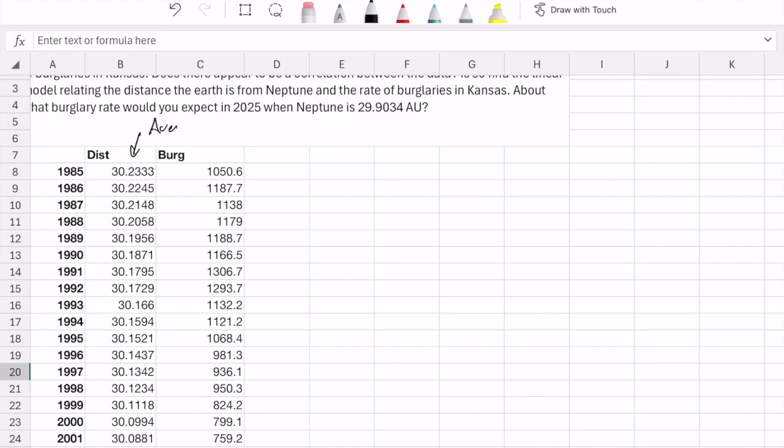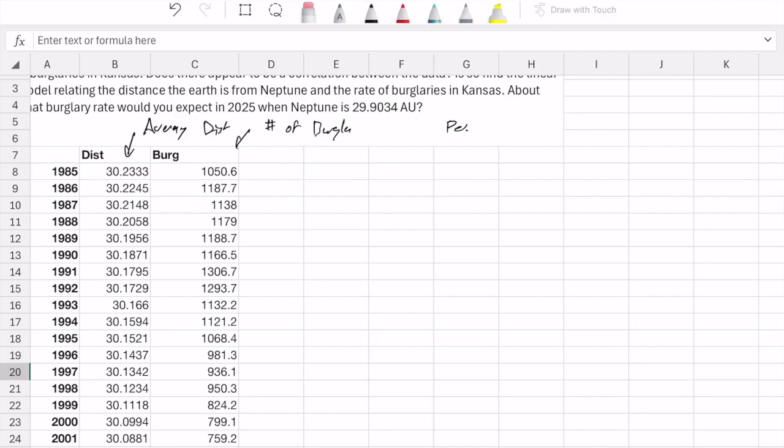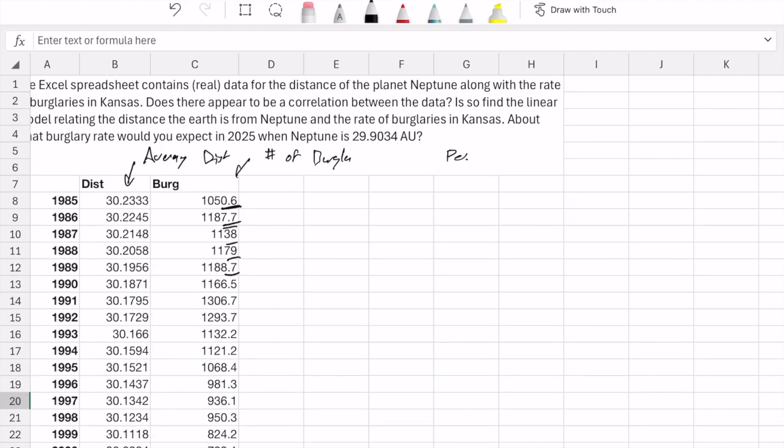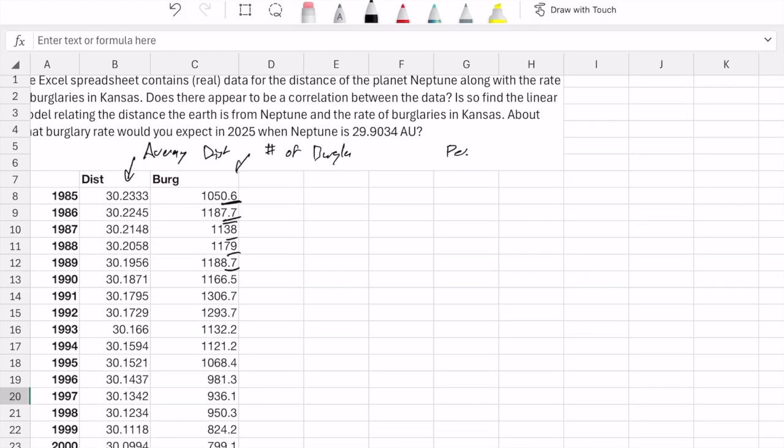So average distance. This is number of burglaries per capita per year. And let's see, per capita might not be great. Yeah, no, that might be per capita, so total, but it's got a decimal there, so the data would need to be looked into a little bit more as to what exactly this is telling us. Okay, well, let's start with a scatter plot now.